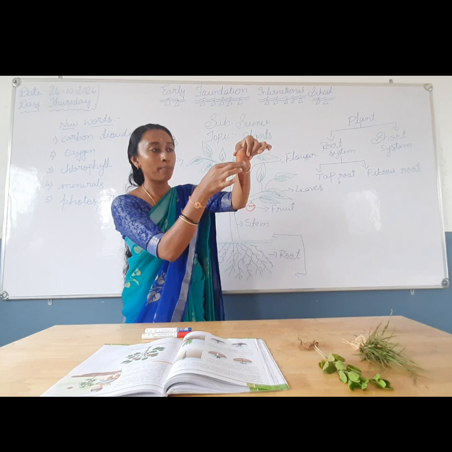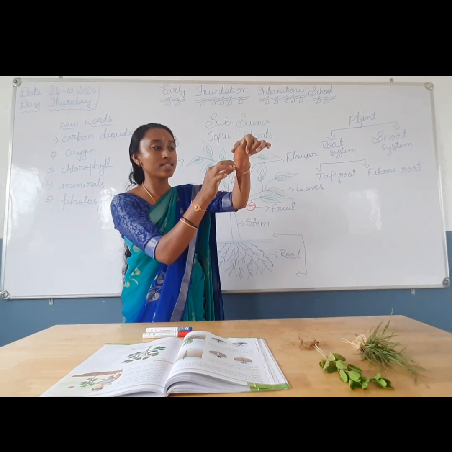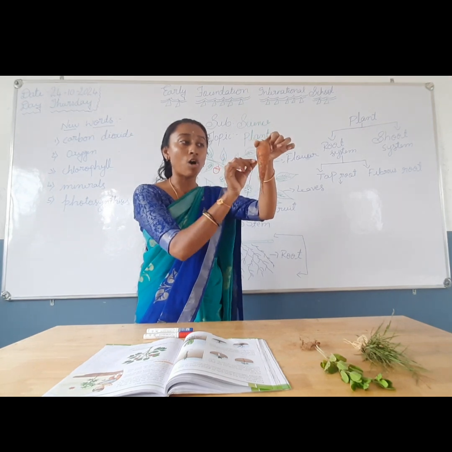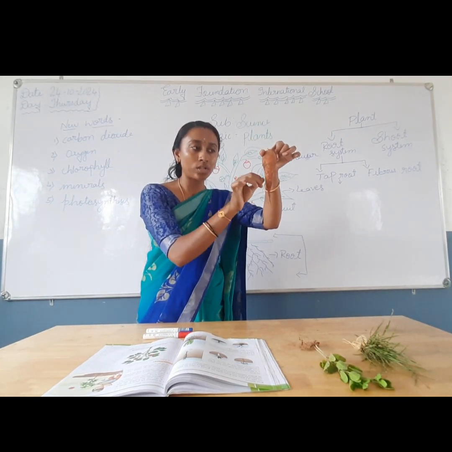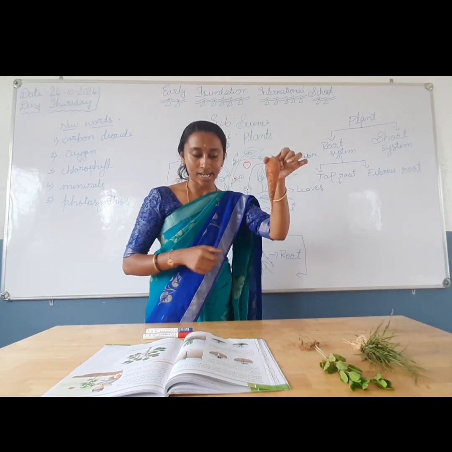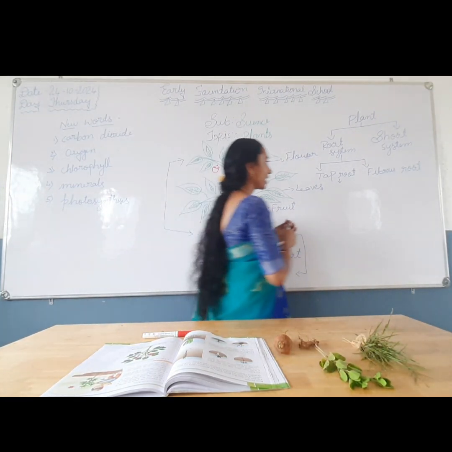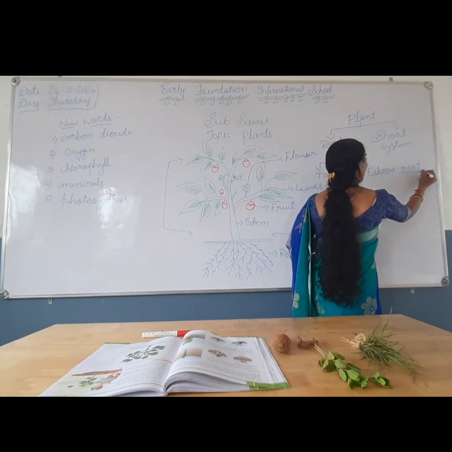When you pluck the carrot plant, you can see the small roots. This is a small root. These small roots also store the food for the plant. Understand? Okay. Now we'll go to the next one, which is fibrous root.